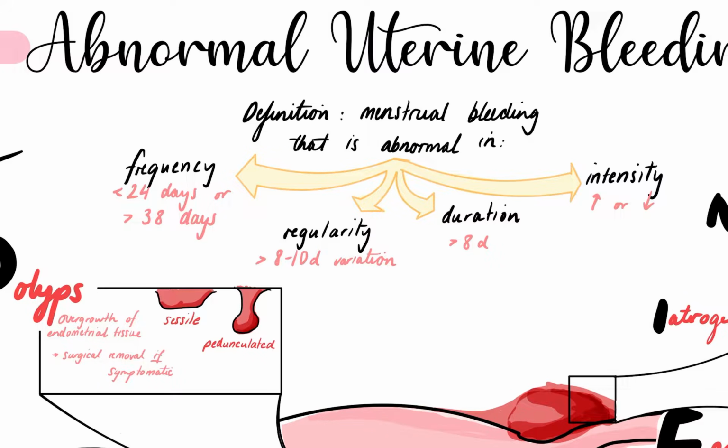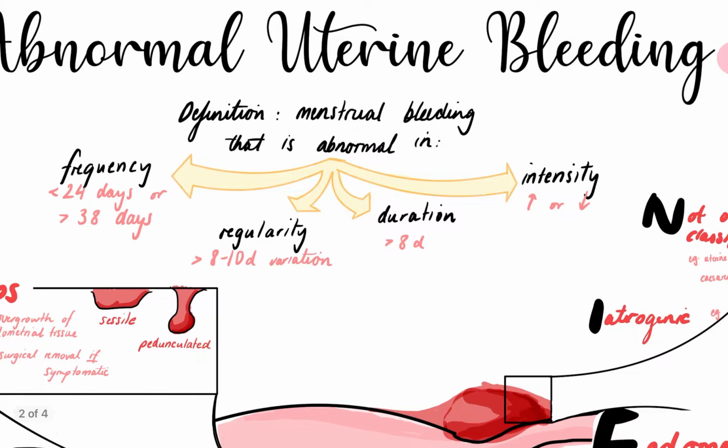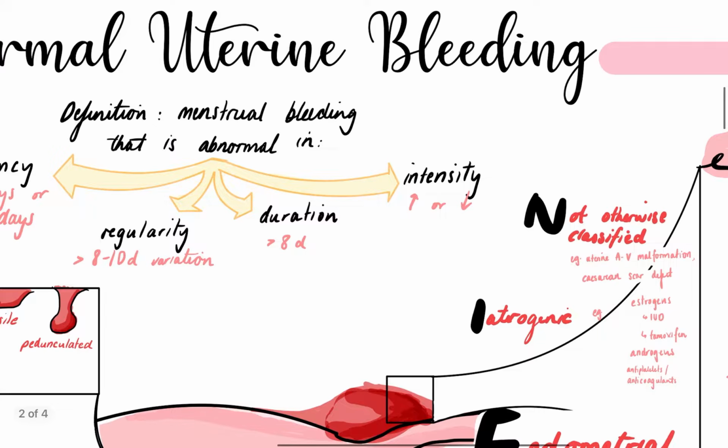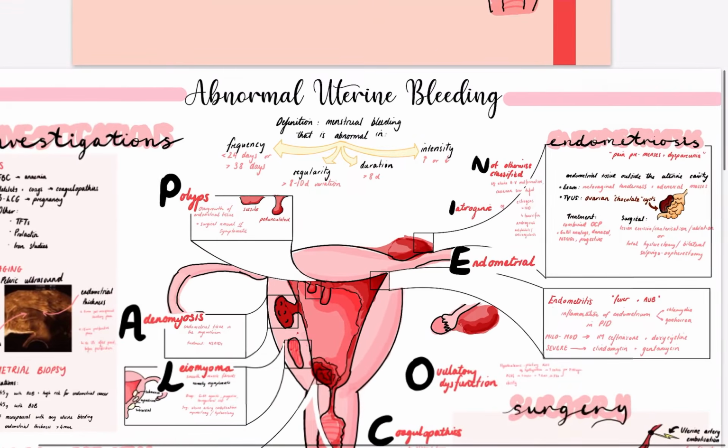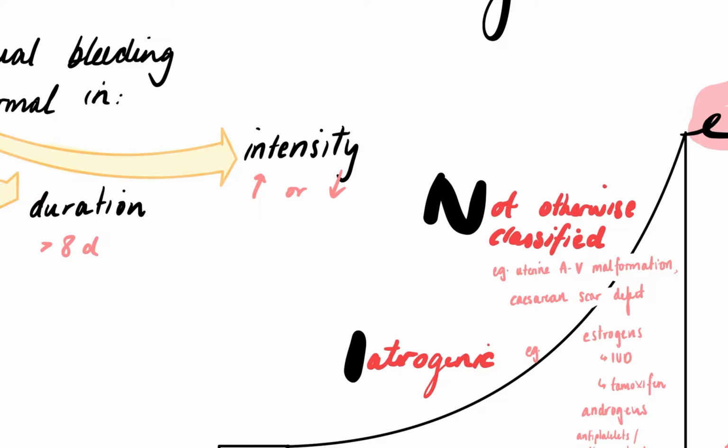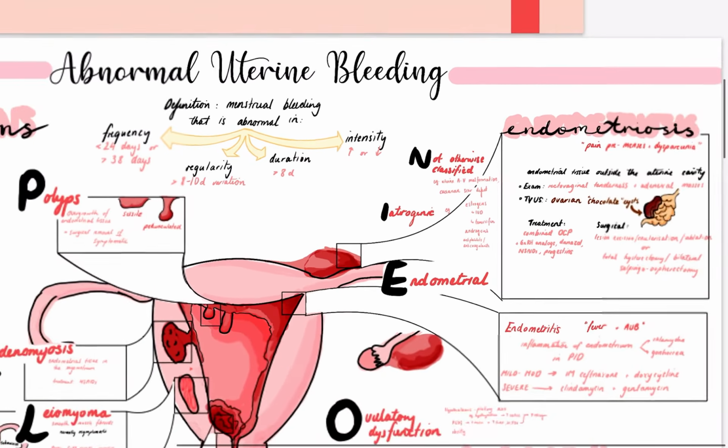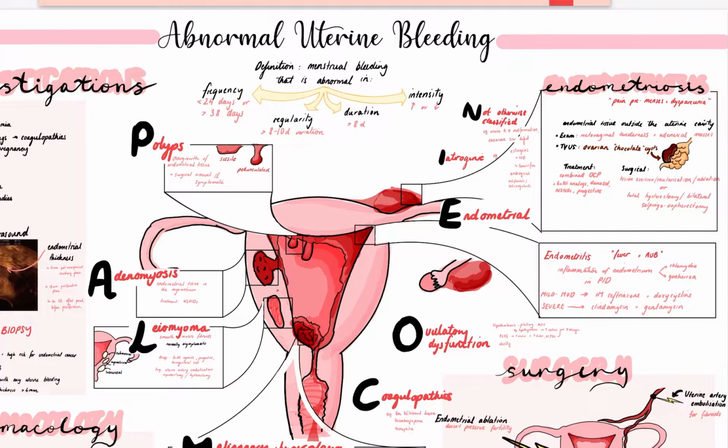So if there's more than an 8 to 10 day variation, that's considered abnormal, whereas most people might have a couple of days variation between each cycle. Then abnormal duration is considered more than 8 days. And then intensity can be increased or decreased between cycles. That's where a lot of people will report using more menstrual products, so more period pads or tampons, or just report different volumes collected in, for example, their period cups.